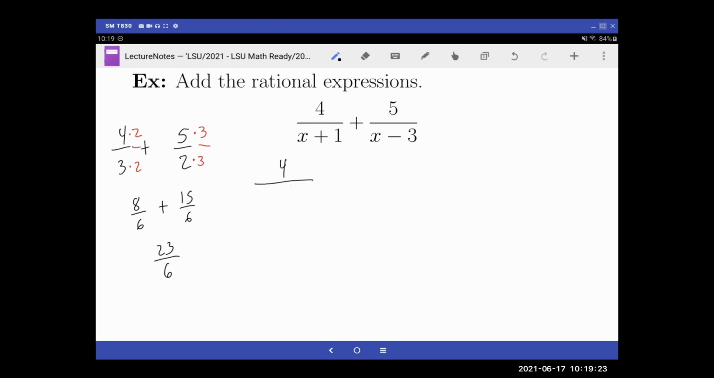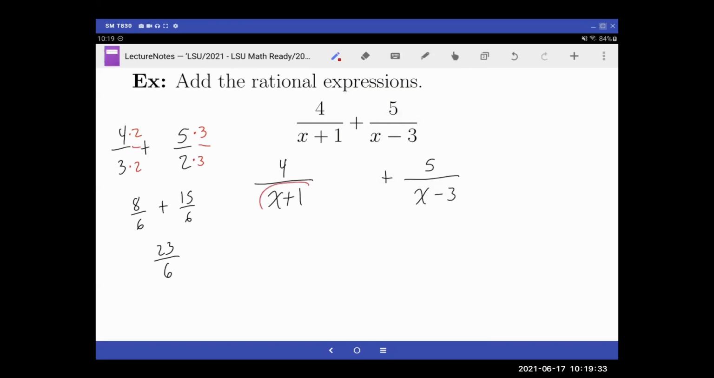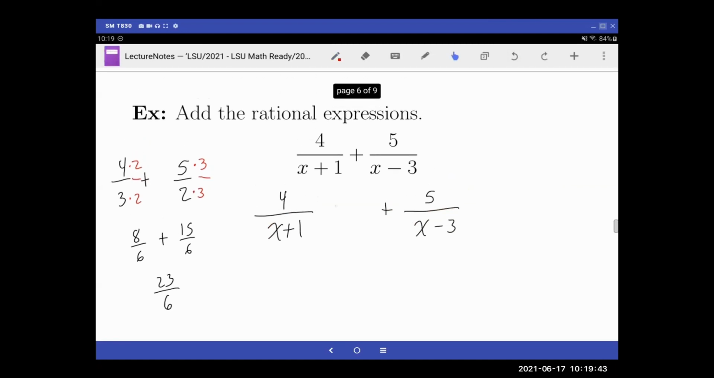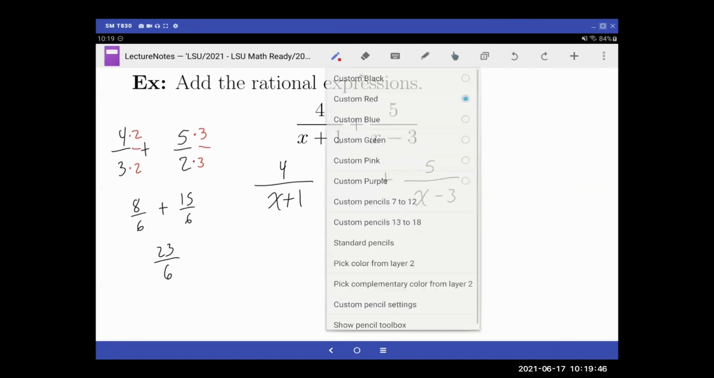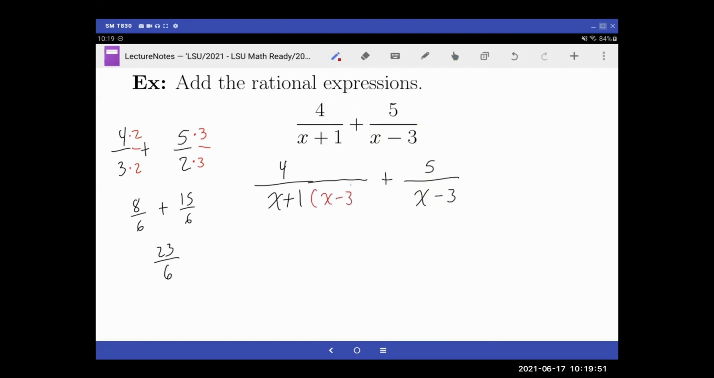Same idea, same exact thing's going to apply here. I'm looking at each of these, and I'm asking, what does this denominator have that this one does not? And that would be an x minus 3. So, okay, I will include, let me just extend my fraction bar a little bit, x minus 3, x minus 3. Now, just to be careful, I'll put x plus 1 in parentheses because that was all together, right? That was one denominator. So I want to keep it together.